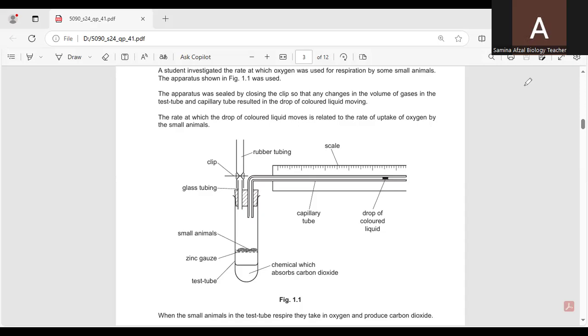A wire gauze, made of zinc, is there, on which the small animals are kept. A small glass tubing is closed at the top with the help of a clip. A capillary tube is there, in which the drop of colored liquid will move, and a scale has been shown to calculate the movement of the drop.